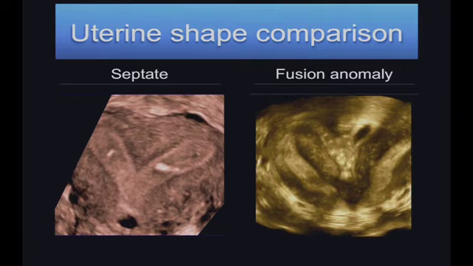So just as a review, we can see the difference between the spectrum of the septate uterus and the fusion anomaly, where we see pretty much smooth contour, although we do in this case have a little bit of an undulation with a septum, as opposed to two separate uterine horns in the fusion anomaly.